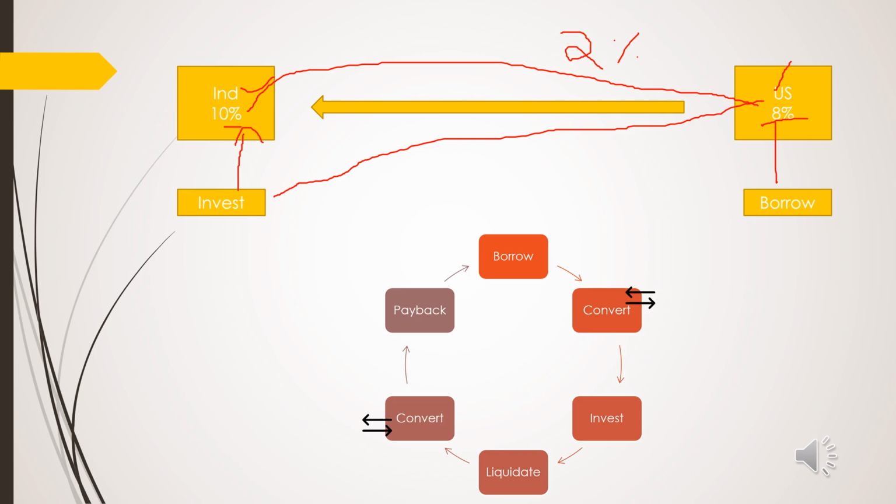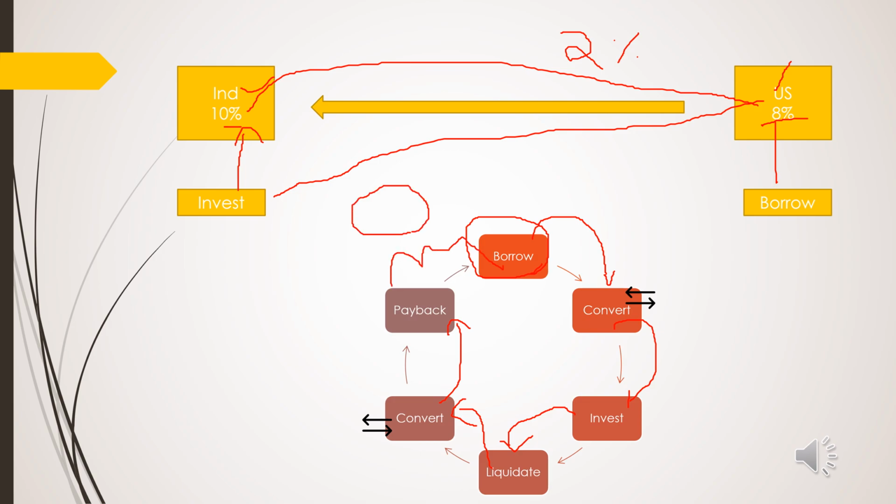Then let's see what steps he takes to make this investment work. First, like any investor, he has to find capital, then he has to convert this capital, then he has to invest it, and once the investment period is over, he has to liquidate. Then again he has to convert back, then he has to pay back whatever he borrowed. After all this is done, there may be something left, and that will be his profit.